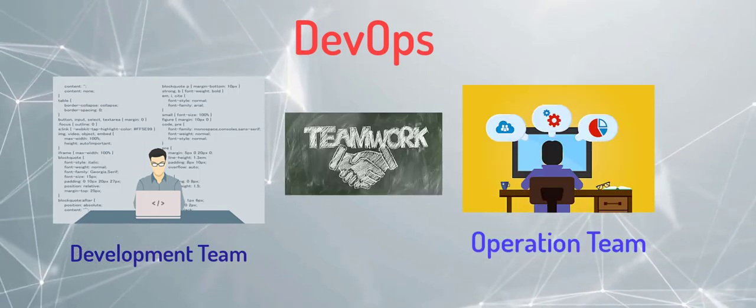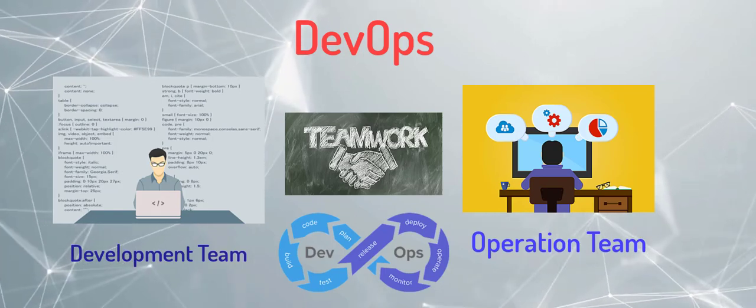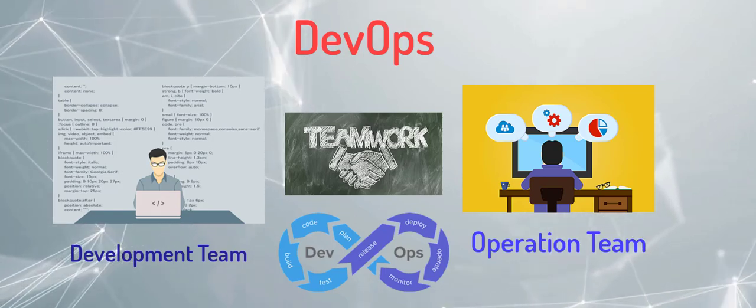DevOps consists of a development team as well as an operation team, which work together to handle the entire software lifecycle: development, testing, deployment, and operation.